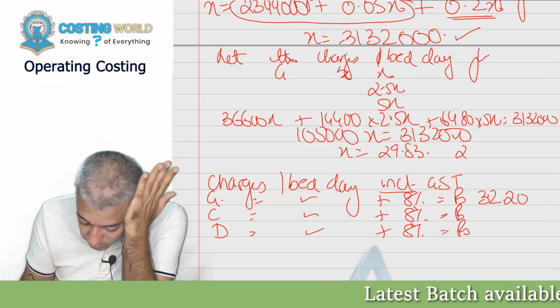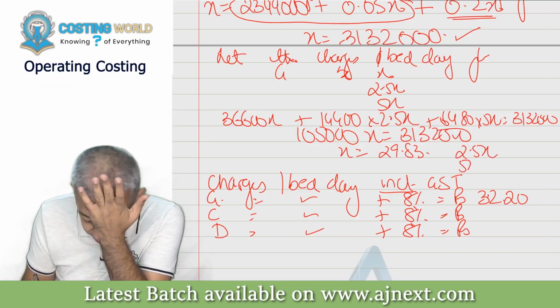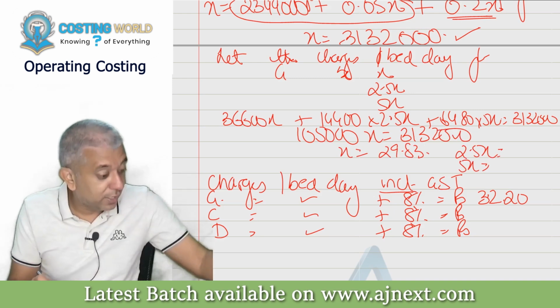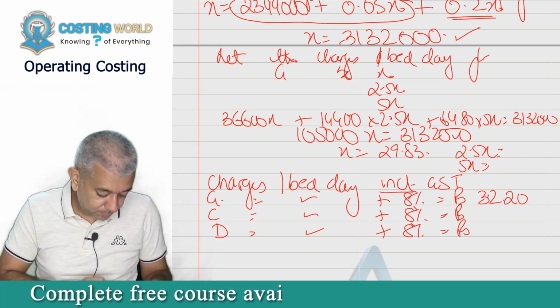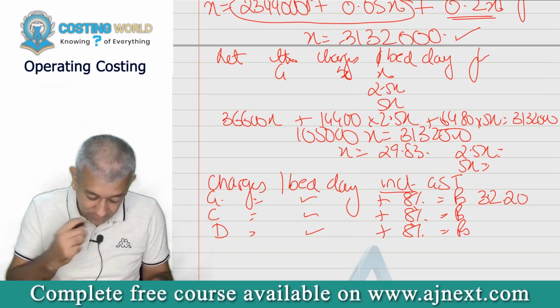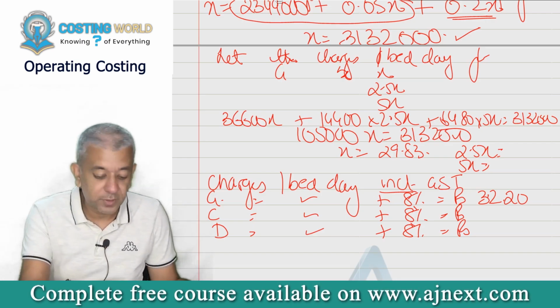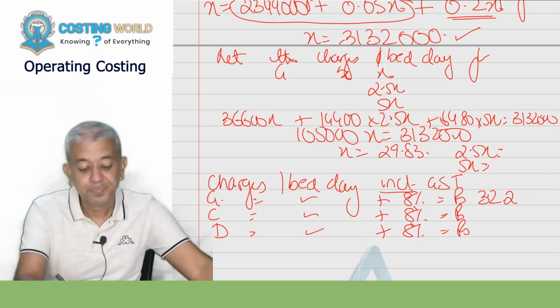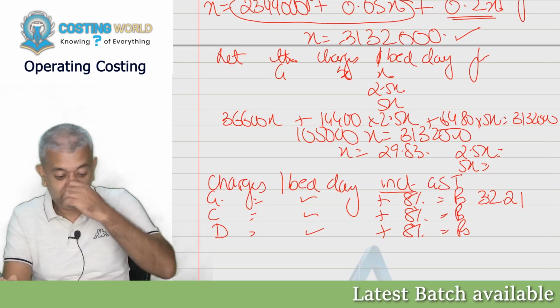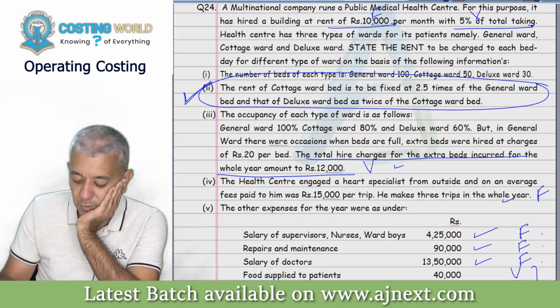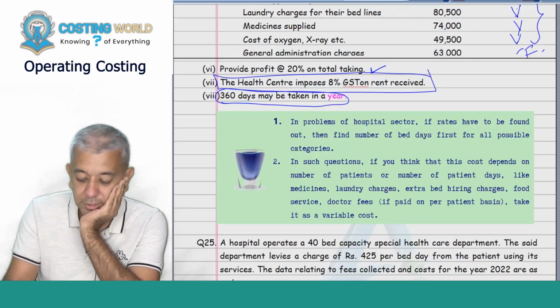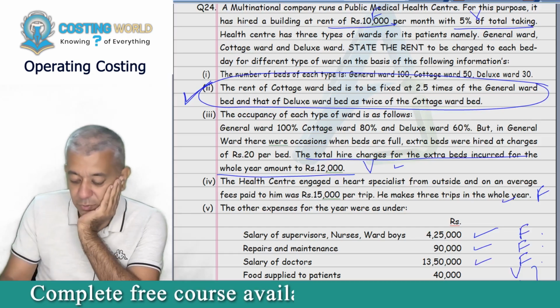Okay, same way 2.5x, you multiply by 2.5, you come across this thing. So 29.83 plus 8%, 32.21, that's okay. This particular part is altogether done. Okay. Question number 24 is done.